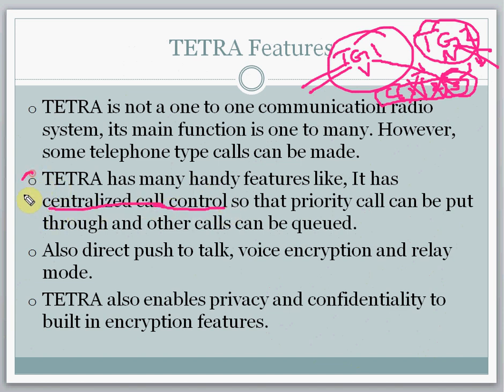This point I am explaining just now, that Tetra has many features like centralized call control, so the priority call can be put first and other calls will be queued. And it also has a direct PTT, means push to talk feature in the radio, and the voice is also encrypted, and Tetra also enables privacy and confidentiality and built-in encryption features. These are the basic features of Tetra.